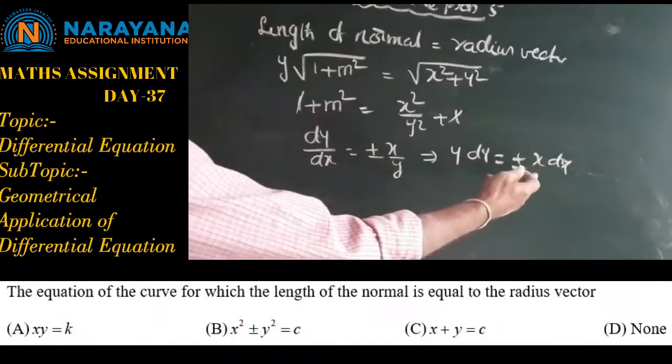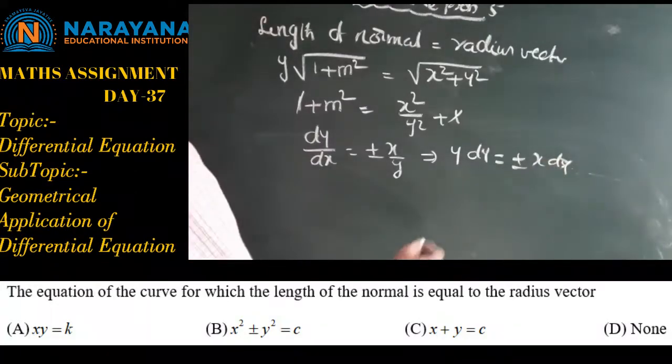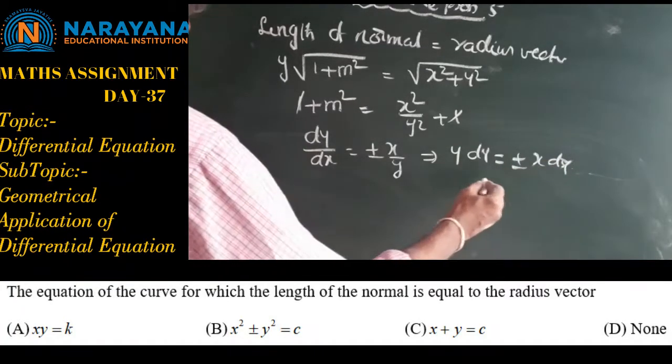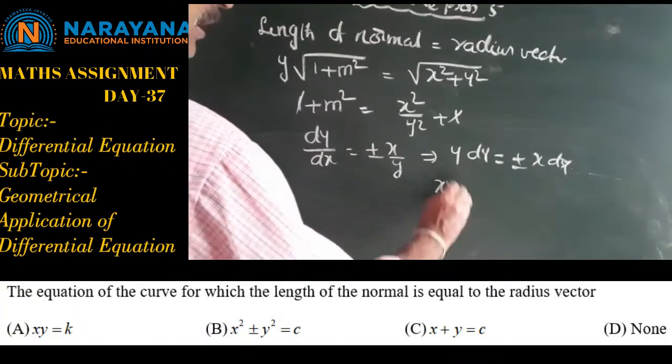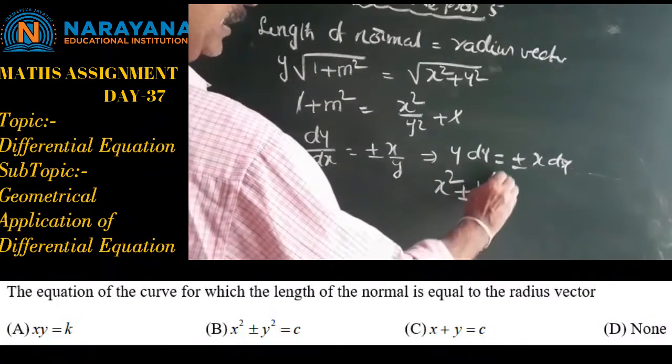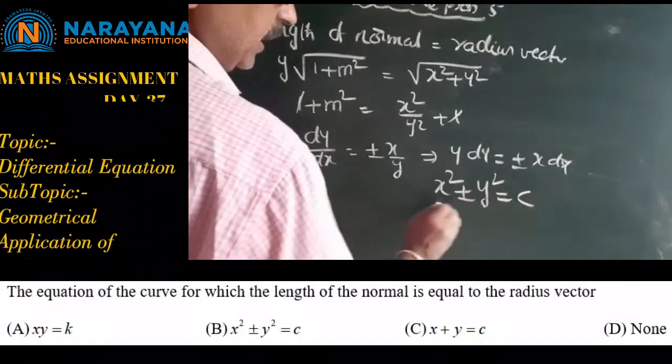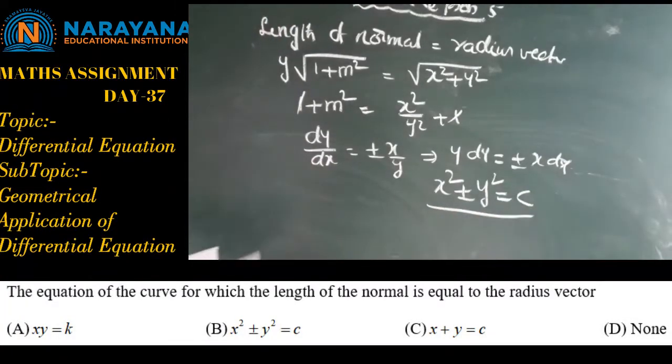If you take plus, you can get x square minus y square equal to c. If you take minus, you can get x square plus y square equal to c. So by integrating, we can get the curve as x square plus or minus y square is equal to c.